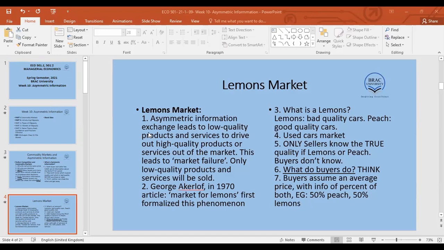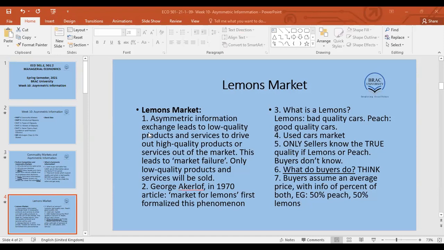Next time, you'll see that the commentator uses the word peach. Peach means something very good. Lemons means something very cheap. In America, lemons were abundantly available, which is why they were considered a cheap fruit. Peach was not widely available, so peach was the better fruit. So lemons are, in American slang, bad quality cars, and peaches are good quality cars.